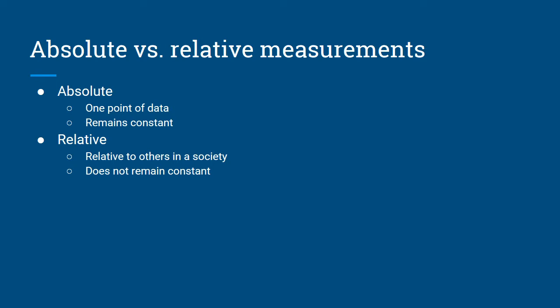On the other hand, a relative measurement uses a point of data to measure poverty that is relative to what other people in a society have. An example of a relative measurement would be the poverty threshold in which the poverty line would be below 50% of the median income.